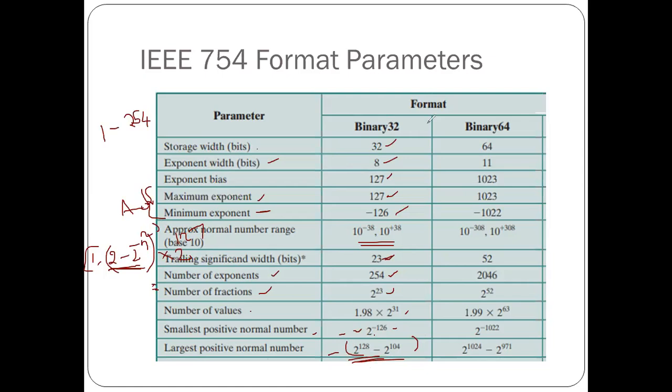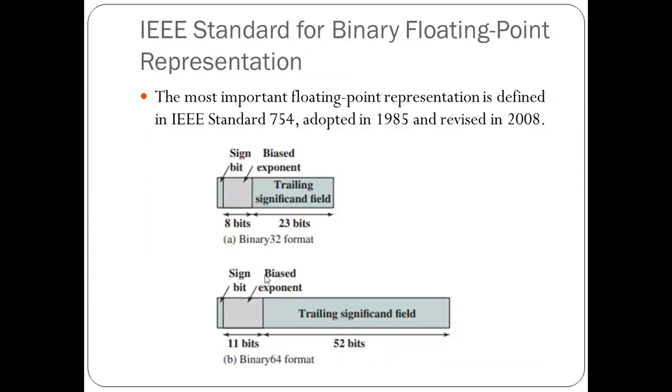Similarly, if we go for double precision, which is of 64-bit width, out of the available 64 bits, 1 bit is for the sign component, 11 bits for the biased exponent, and 52 bits for your significand field. So 11 bits are dedicated for the biased exponent, so the bias value is 2 power 11 minus 1 minus 1, that is 2 power 10, which is nothing but 1024 minus 1, which is 1023. So the bias value is this.